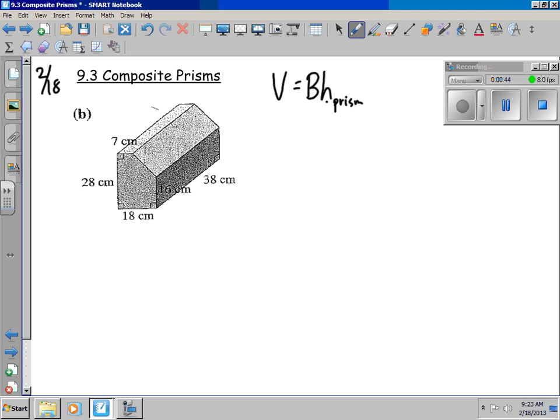Now you got pretty good on Friday. You got everything straightened out. You're finding the volume of some plain prisms pretty well. Today, we add the complexity of prisms whose bases aren't simple shapes anymore. Is the front of this prism that we're looking at here a trapezoid?